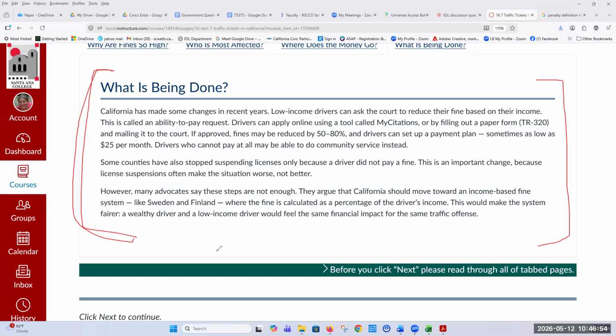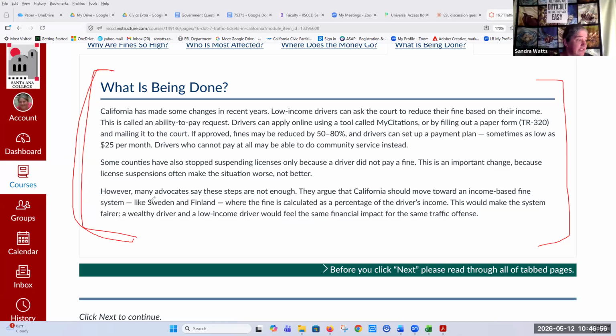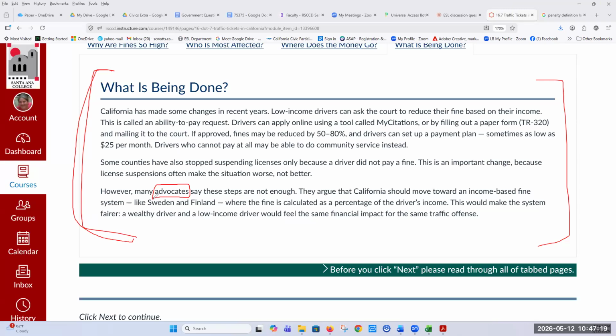What does advocates mean? Advocates. Yeah, good question. Advocates are the people that try to make good changes. The people that work for a specific cause, that try to solve a specific problem. They're kind of the rah-rah people, right? They're out there trying to change something and make it better.